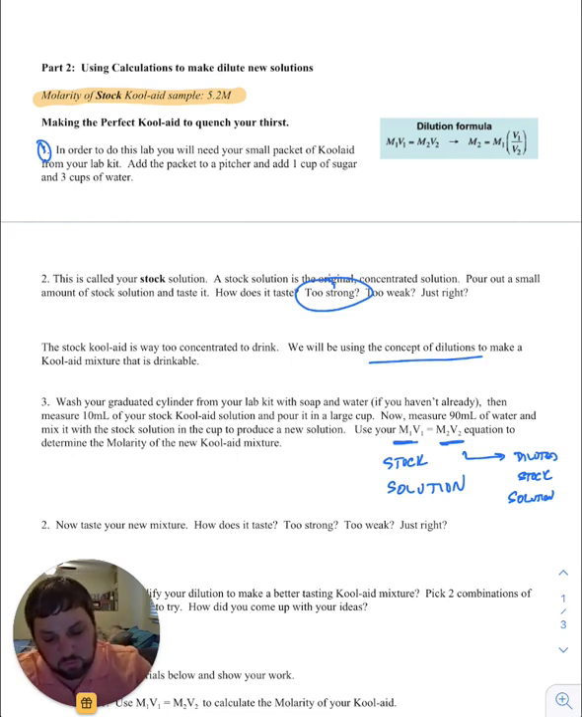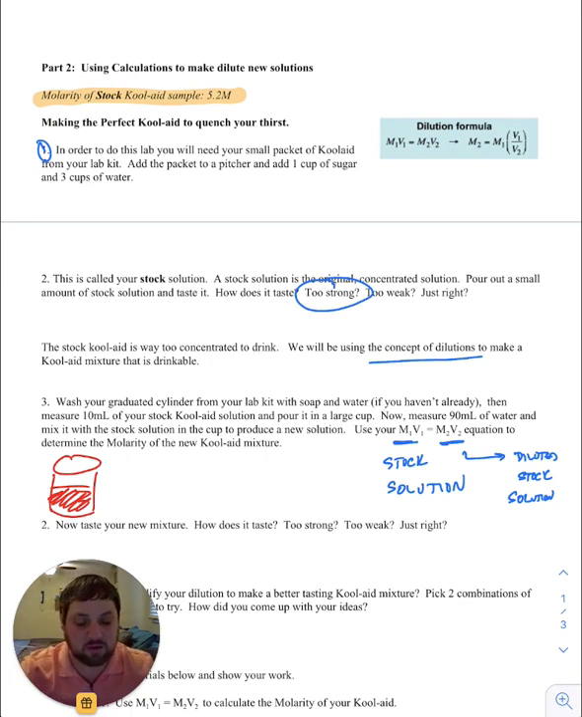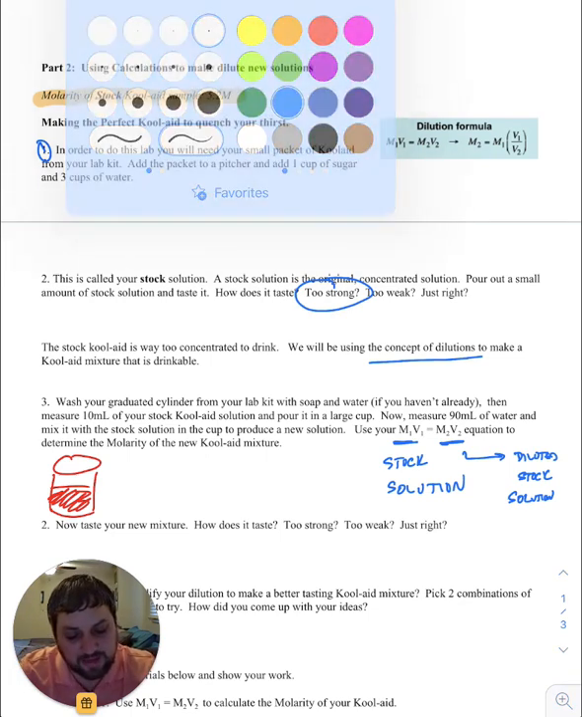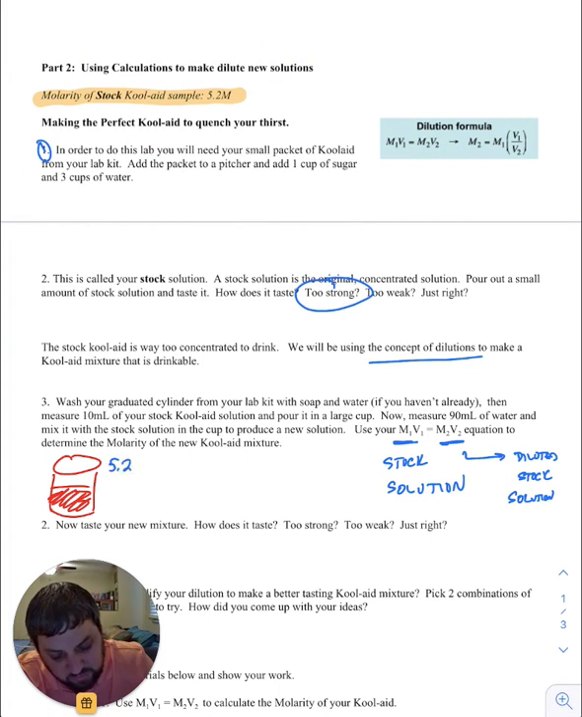So let's take a look at what number 3 lays out for us, and let's do some calculations. So the first thing we know is we are going to be starting with a stock solution of KoolAid. Okay, and I'm choosing red KoolAid. You may have had a different color, but when we look at this stock solution, we know that this is 5.2 big M, right? 5.2 molar solution. So that's going to be our M1. Well, the directions also tell us to measure out exactly 10 milliliters of this stock solution. So that's my V1. I have 10 milliliters of my 5.2 molar stock solution. And to it, now I'm going to add 90 milliliters of water.